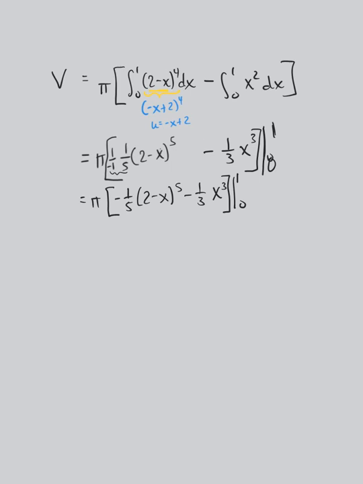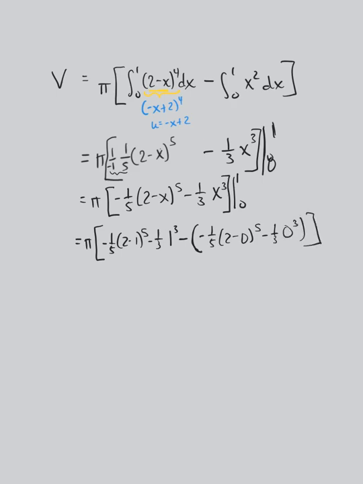All right, I'm ready to substitute in, so I'm going to plug in the upper limit first. And so I have -1/5 times (2 minus 1) to the fifth minus 1/3 times 1 cubed. All right, and then minus, be careful because we're subtracting several things, so don't forget your parentheses so that you distribute correctly. And then we have -1/5 times (2 minus 0) to the fifth minus 1/3 times 0 cubed.